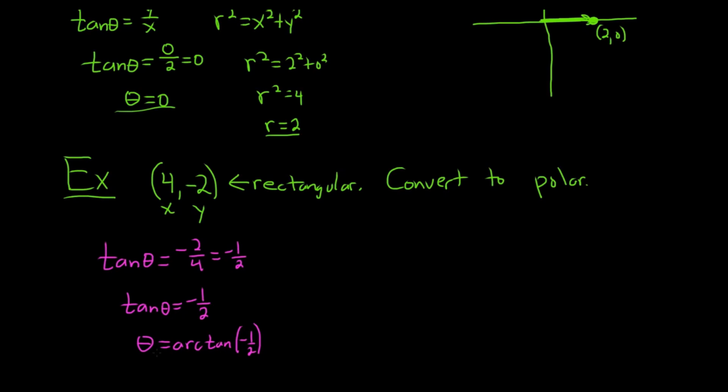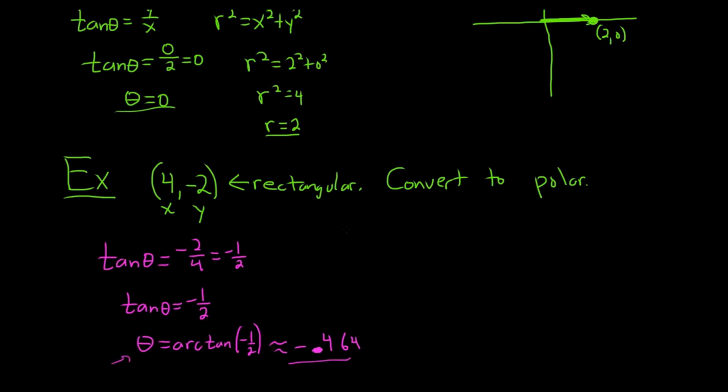And I have my calculator here. I'm going to type it into my calculator and see what I get. Okay, I got roughly negative 0.464. Now, this might not be the correct answer, and the reason is you always need to make sure that your theta makes sense when you're doing these problems. So we're going to come back to this in a moment.